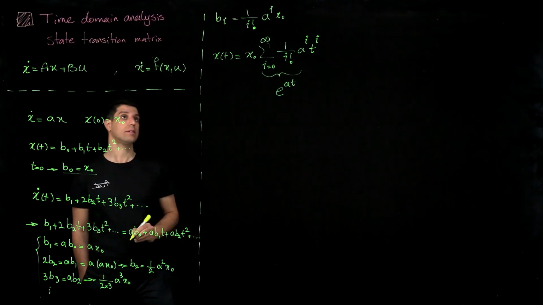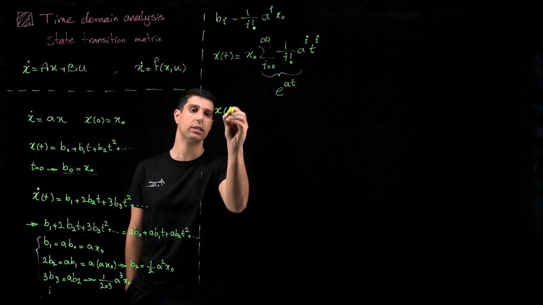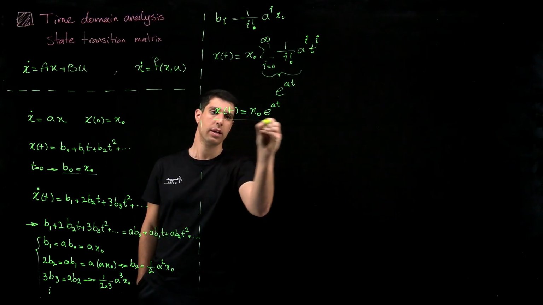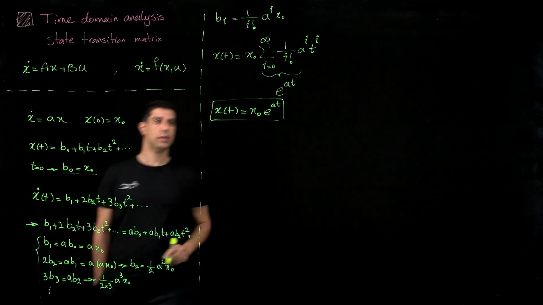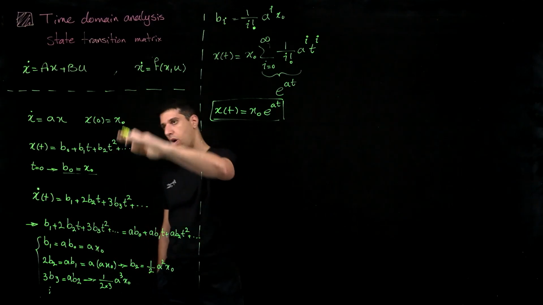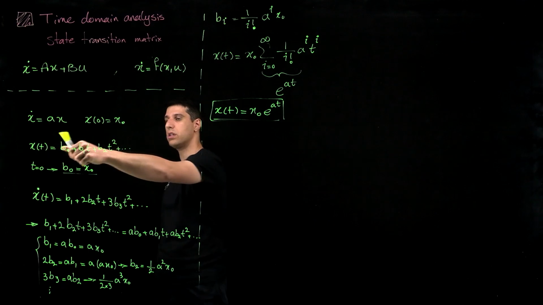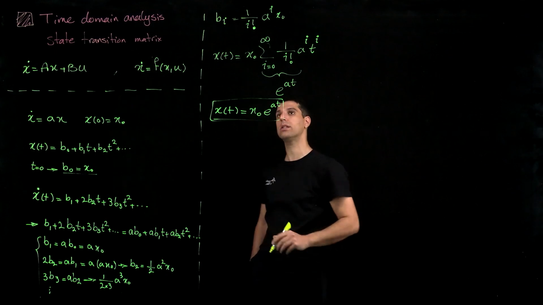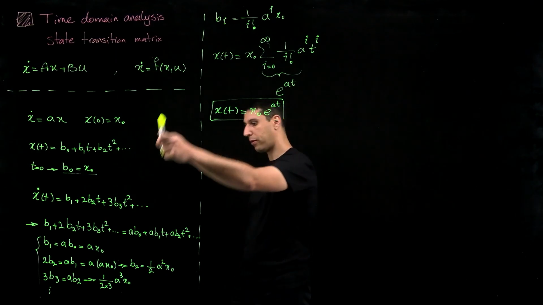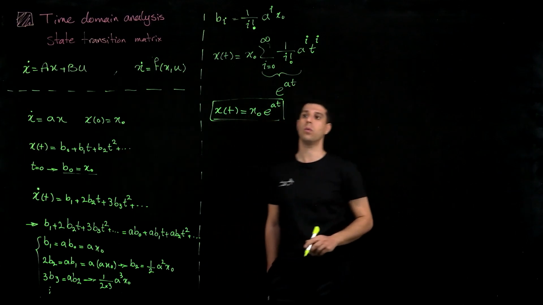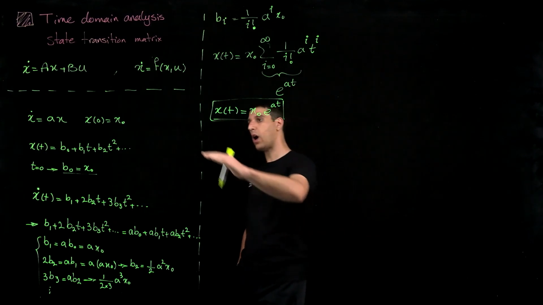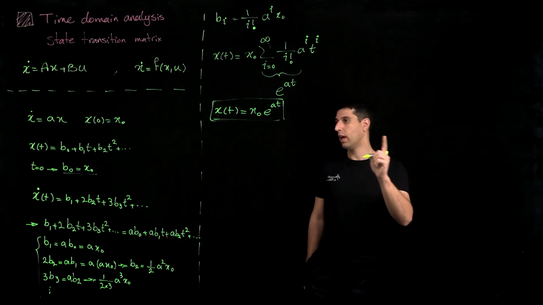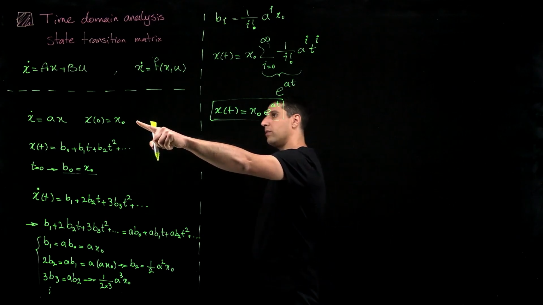Yes, that's better. So my solution in the end, x of t is x naught e to the power at. So this is the way we could solve this from the known initial condition and differential equation to get to this form. We already knew it, but the process to solve it was important, and I wanted you to remember how we can get to this solution through Taylor series expansion. That was a scalar example.